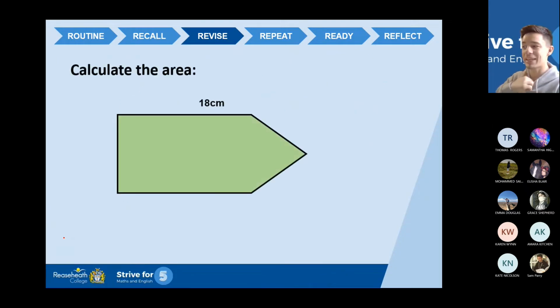Now, this is me taking it up a notch. We have a pentagon here, a 5-sided shape. Okay, what 2 shapes can I split this up into? What 2 shapes can I split this into?